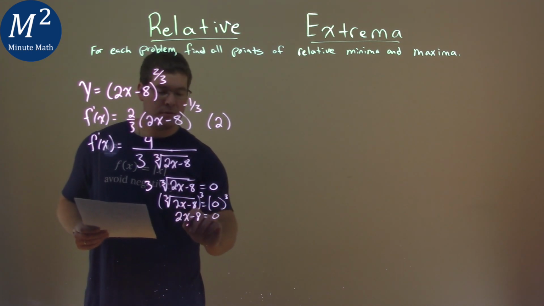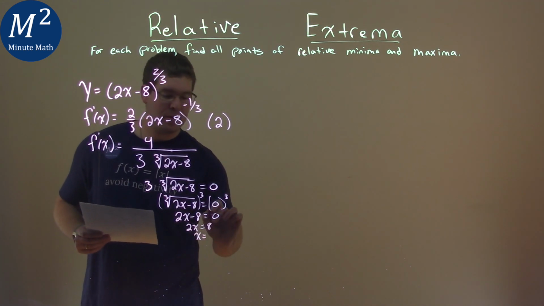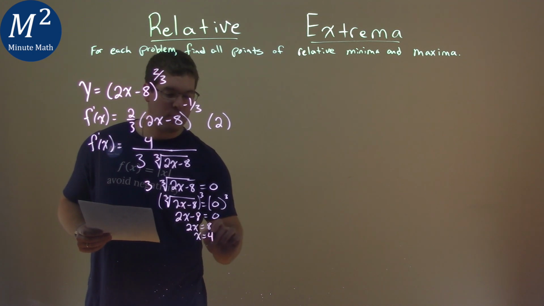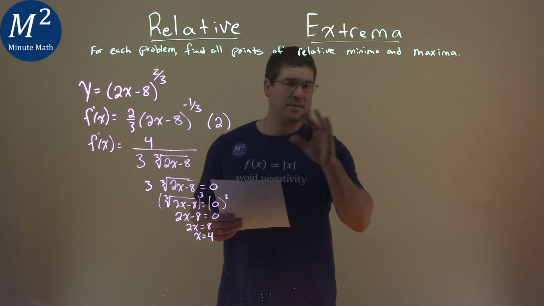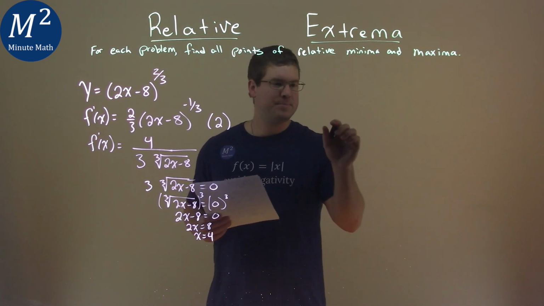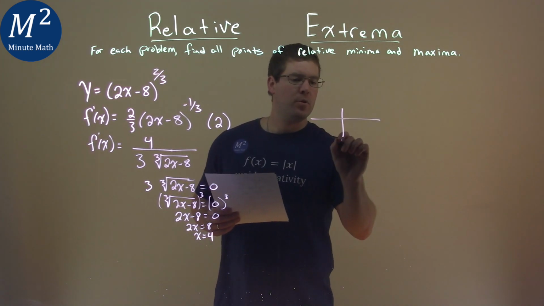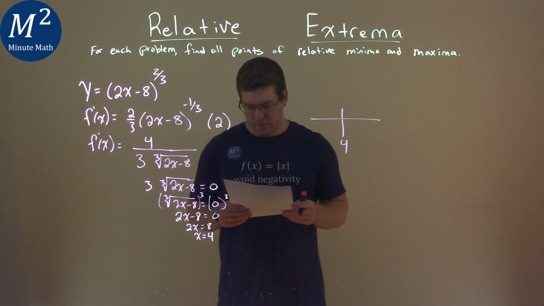Add an 8 to both sides, 2x equals a positive 8. Divide both sides by 2, and x equals 8 divided by 2, which is a 4. So we have only one value here at x equals 4. We need to test around it. So we do our first derivative test around x equals 4.